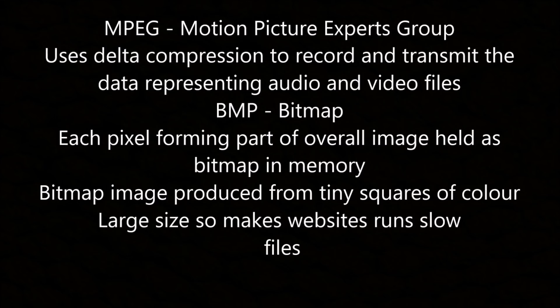MPEG, or Motion Picture Experts Group, uses delta compression to record and transmit the data representing audio and video files. BMP, or bitmap, has each pixel forming part of the overall image held as a bitmap in memory. A bitmap image is produced from tiny squares of colour, and their large size makes websites run slow.